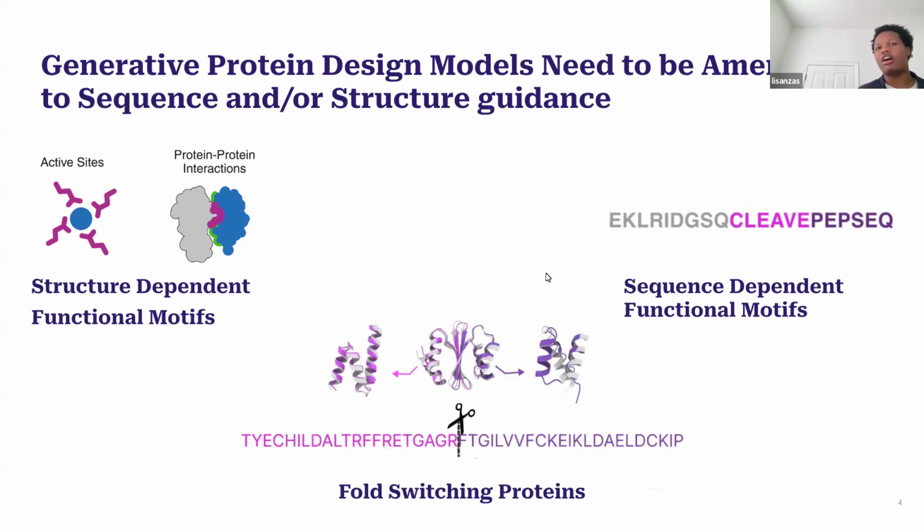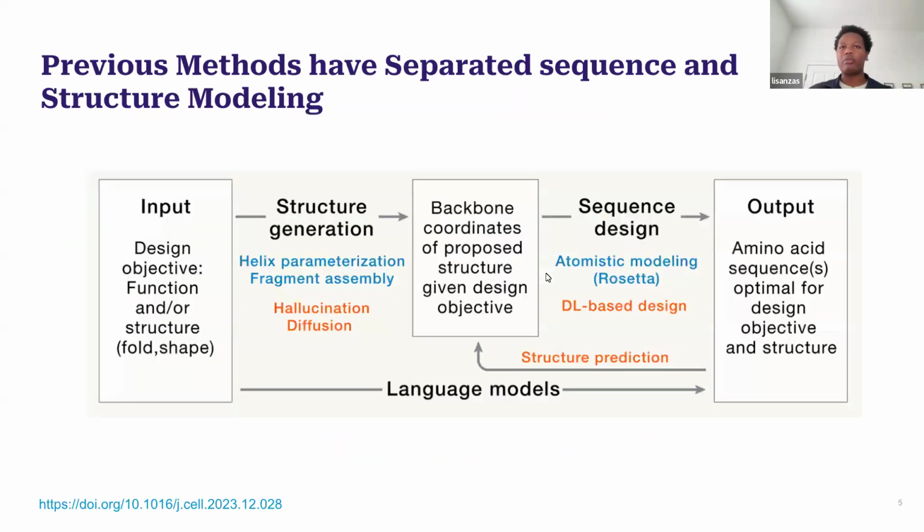And then some functions are dependent on both sequence and structure. For instance, if you have a protein that adopts specific states dependent on some environmental stimuli, that is one that depends on the interplay between sequence and structure. So if you really want to develop a generative model for protein design, you should be able to tackle all these three problems. And that's exactly what we sought out to do when we developed ProteinGenerator.